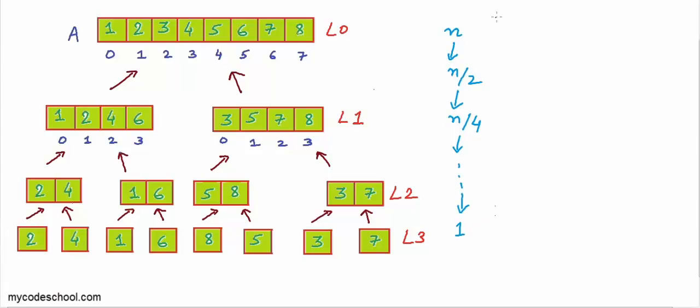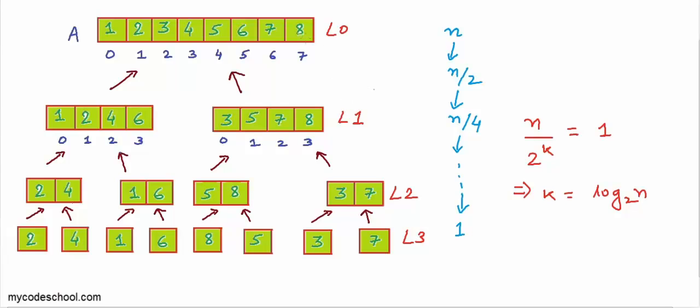Let's say this will take k steps. It means n upon 2 to the power k, since we need k divisions by 2, will be equal to 1. So k will be equal to log n to the base 2. So we will have log n levels after level 0, and at each level we will have extra memory used to store n elements.